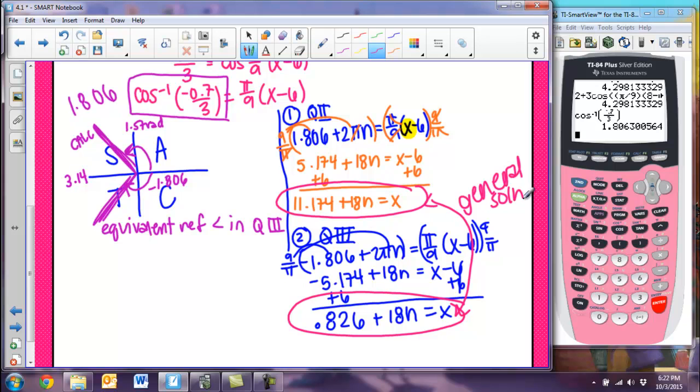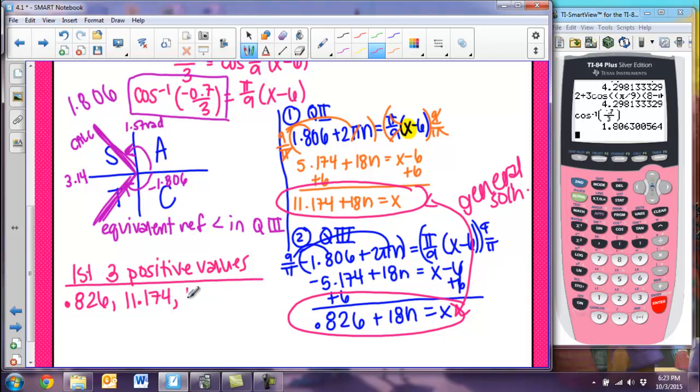Just remember, we always have two answers in here. Those are the two different values for x that you could have. So if they asked you for the first 3 positive values, it's pretty similar to the way we did before. My first positive value would be the 0.826. My next positive value would be the other one, because this is that first one, then we would go to the second one, 11.174. And then I would just take my smallest and add its interval, so 0.826 plus 18. My next angle would be 18.826.